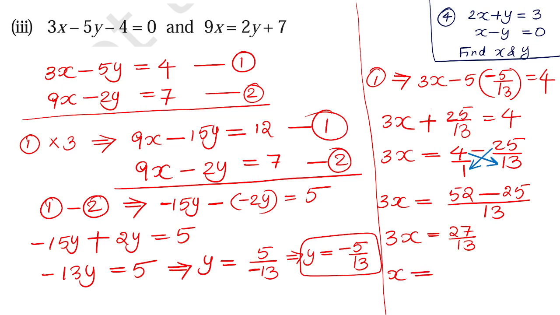This 3 can be taken to the other side; these are the simple steps. 3 becomes 1 by 3 on the other side. So the value of x will be 27 by 3, 9, so 9 by 13. So I got the value of x and y. x is 9 by 13 and y equal to minus 5 by 13. Okay.